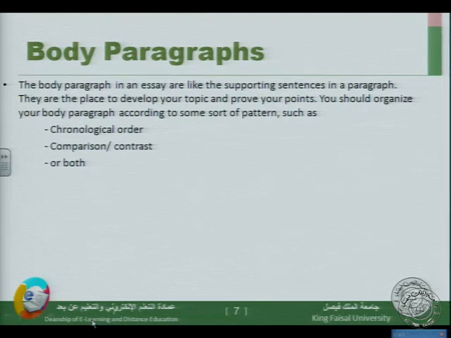After we have covered the introductory paragraph, we've also talked about the body paragraph, which is the body of the essay. First we have the introductory paragraph, then the body of the essay. The body paragraphs in an essay are like the supporting sentences in a paragraph. They are the place to develop your topic and prove your points. You should organize your body paragraphs according to some sort of pattern. And we talked about chronological order, logical division, and comparison and contrast, or both.